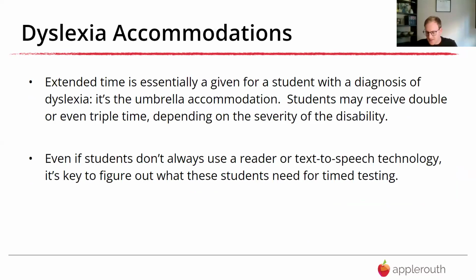For dyslexia, the umbrella accommodation is extended time. And I see much more often double time than I do for ADD or ADHD, right? So if it's a pretty severe dyslexia, you might get double or even triple time.